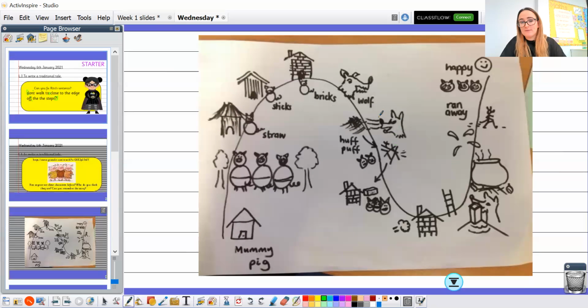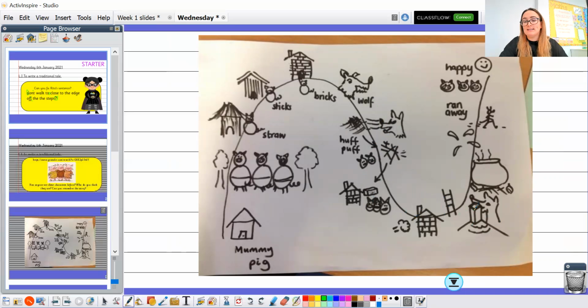And he huffs and he puffs and he blows down the straw house. He does the same again with the stick house. Then he gets to the brick house and he doesn't manage to blow the brick house down. So what he does instead is he gets a ladder and he climbs to the top of the chimney.